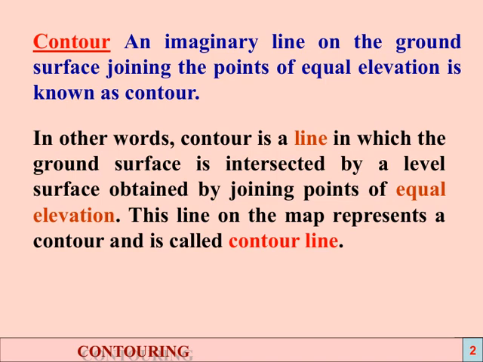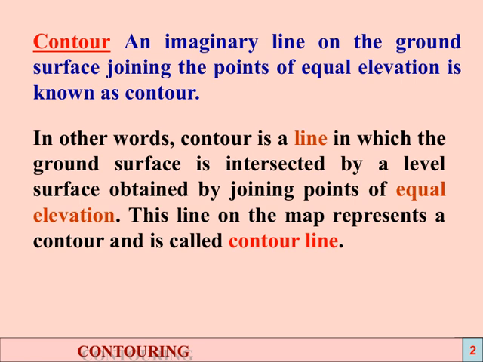Let's start by understanding what a contour actually is. Imagine drawing an imaginary line on the ground that connects all the points at the same elevation. So, a line that joins points sharing the same height above sea level. That's what we call a contour.